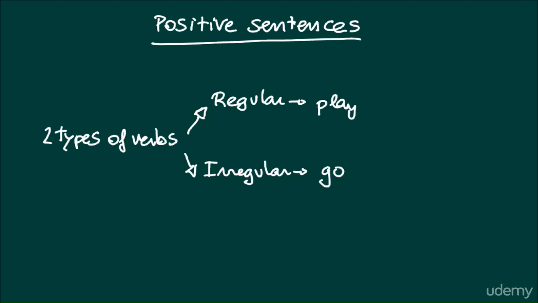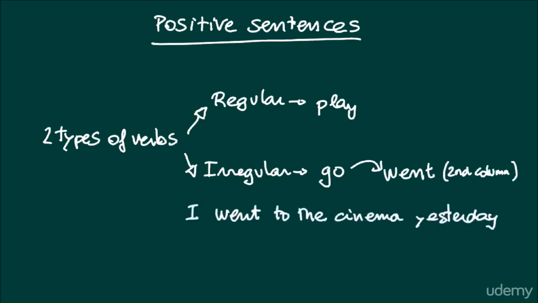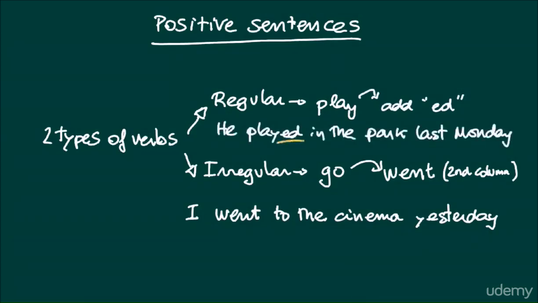To create a sentence in the past simple with an irregular verb, we have to memorize the second column of the list of irregular verbs. In our case, the second column of the verb go is went. So we say, I went to the cinema yesterday. To create a sentence in past simple with a regular verb is easy. We just have to add ed at the end of the verb. In our example, he played in the park last Monday.